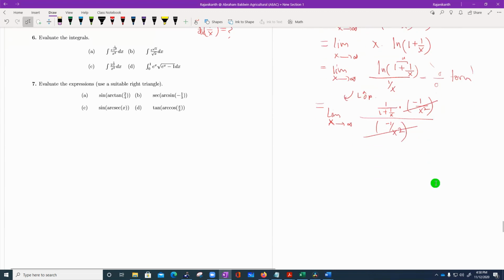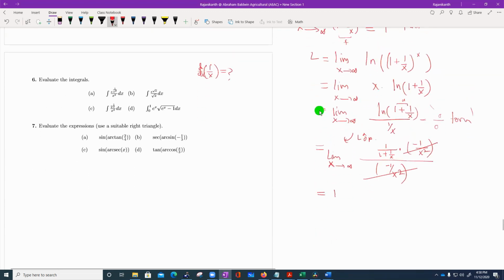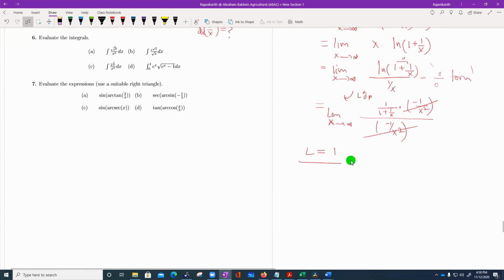Do you see that? Now plugging the limit. Check the value: 1. That was my L. So we got a very good number, L. Once you find L, we are good to write the final answer.